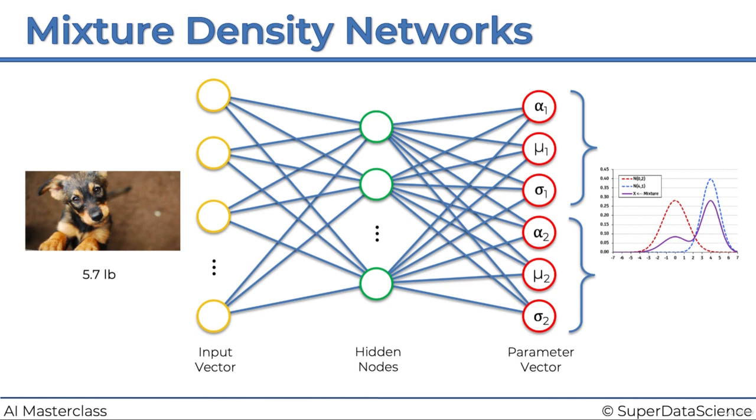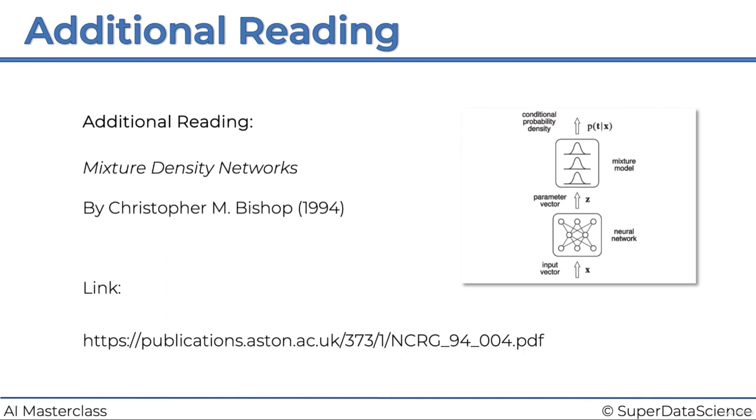We've got some additional reading prepared, or suggestions prepared for you today. The first one is Mixture Density Networks by Christopher M. Bishop, 1994. That's where they originated from. It's quite a big paper. Have a look if you'd like to dive deeper into this topic from a theoretical standpoint.